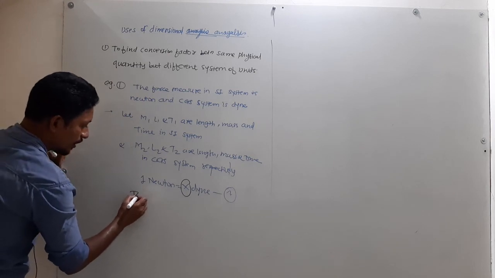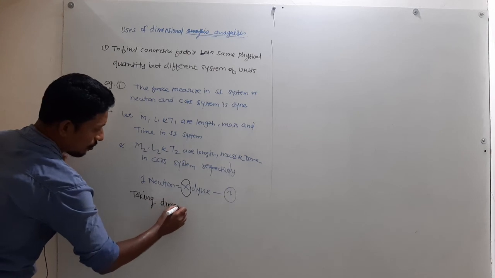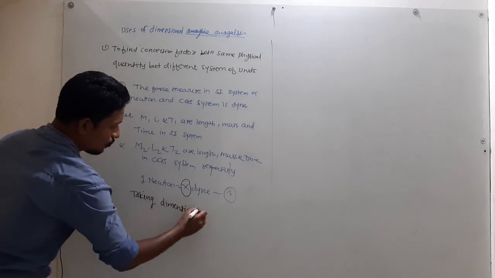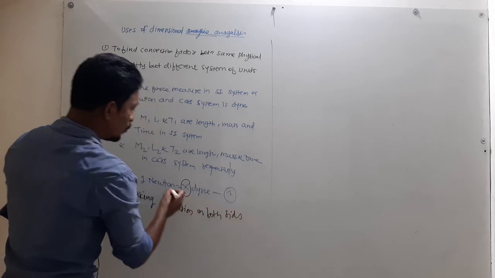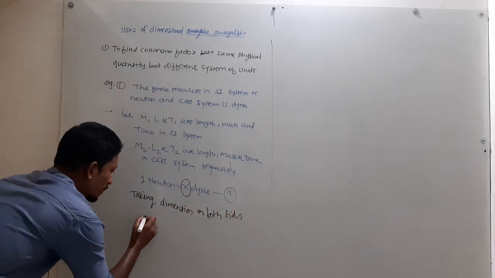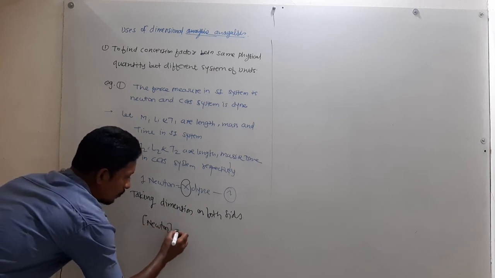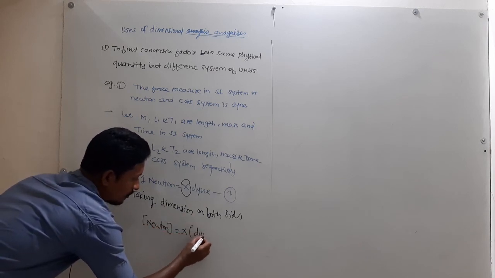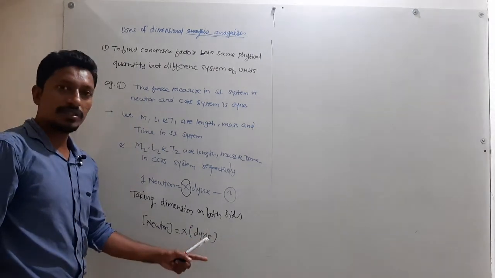Then taking dimensions on both sides, that is, dimension of Newton is equal to x into dimension of dyne. Newton means force in SI system. Dyne means force in CGS system.